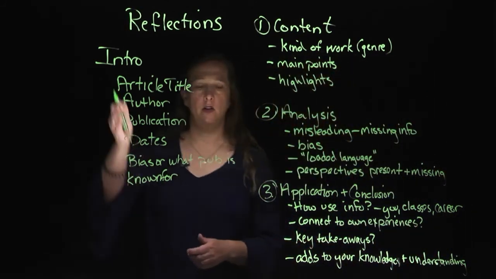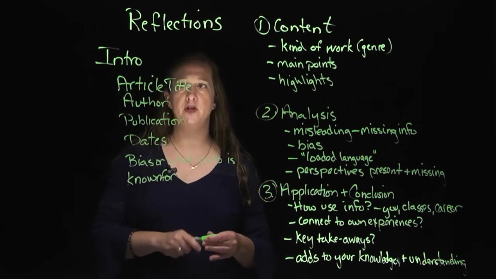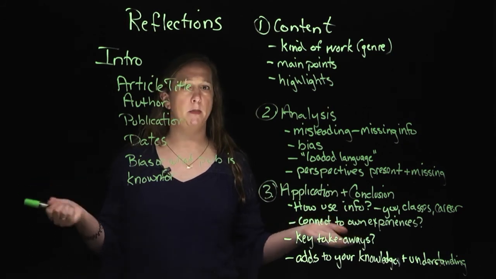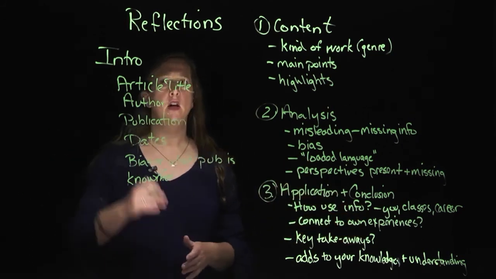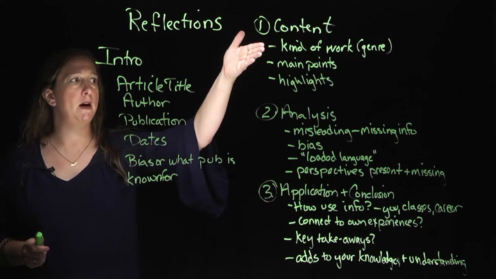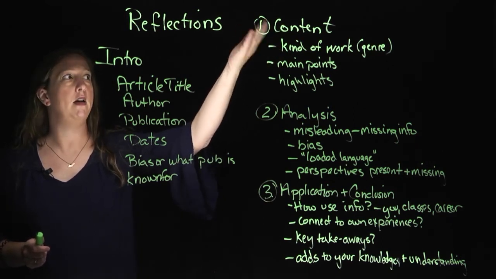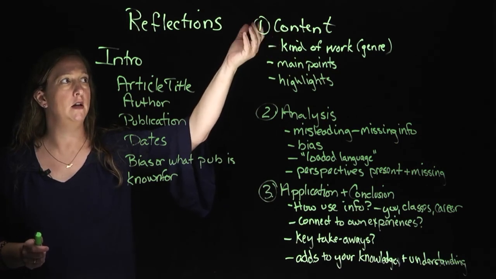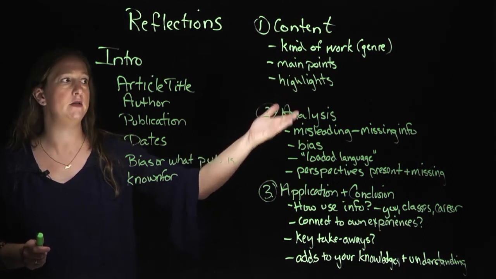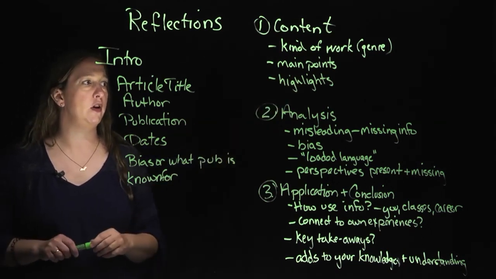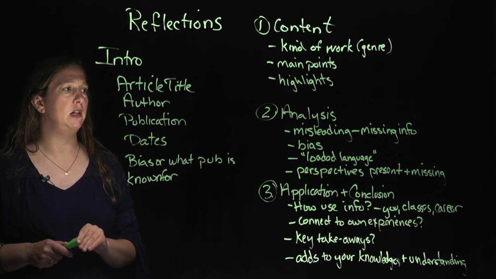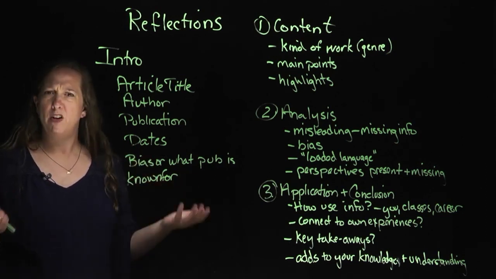So there you have it. In our reflection, we're going to have, this is probably 350 to 500 words, 2 pages double spaced, MLA or APA format, 2 pages-ish. Your intro is basic information about the piece that you're reflecting on. Your first paragraph in the main body is going to cover the content, what this was and what the main points of this article are. Your second paragraph in the body is going to cover your analysis: what was in the article, what was missing, is there any loaded language, bias, missing information, but what did you think about this particular piece?